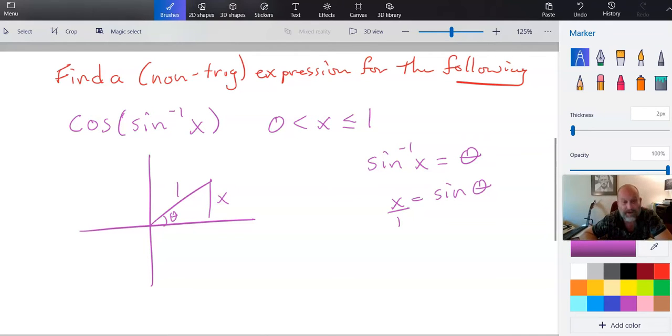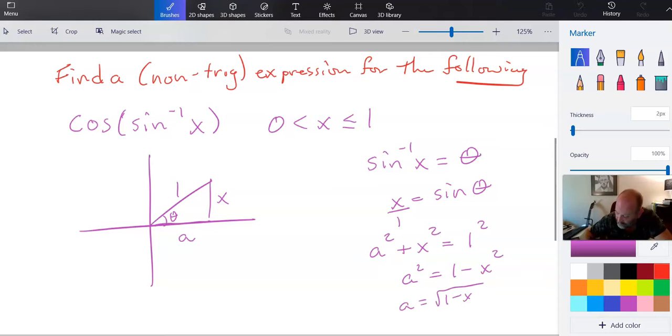Now we need to figure out an expression for the other side. Well, 1 is the hypotenuse, so we'll give this side a name. Let's call it A. So we're looking for the value of A in terms of x. That means that a squared plus x squared is equal to 1 squared, which means that a squared is equal to 1 minus x squared, and a is the square root of 1 minus x squared. So now we have a value to put in here.